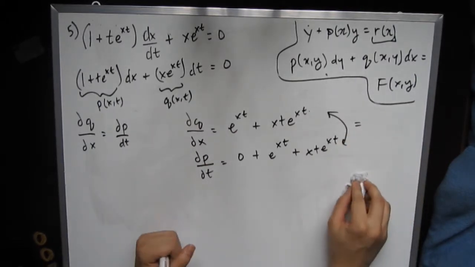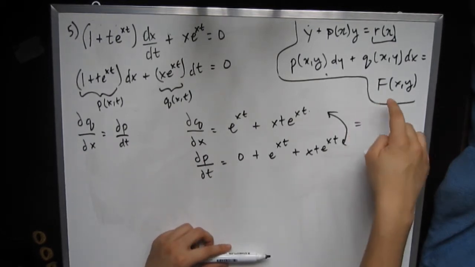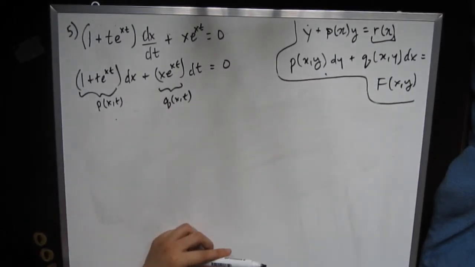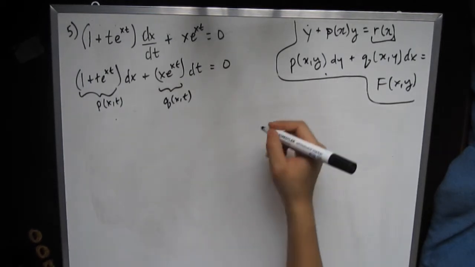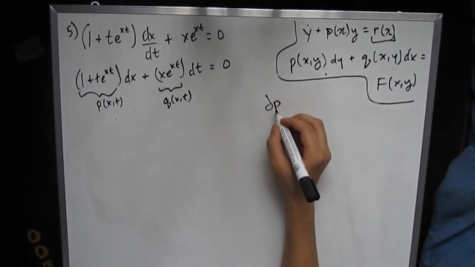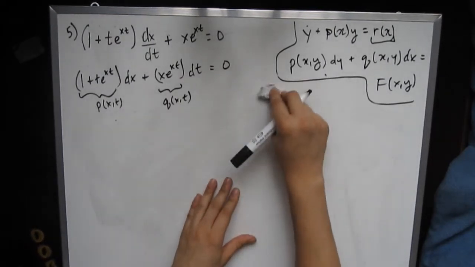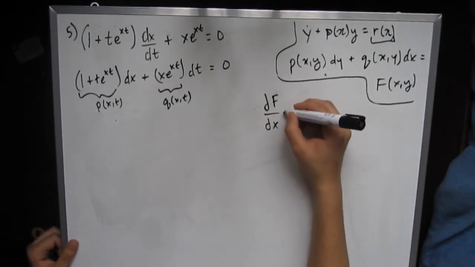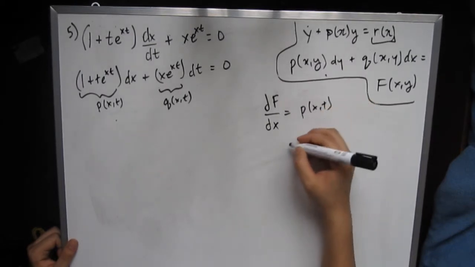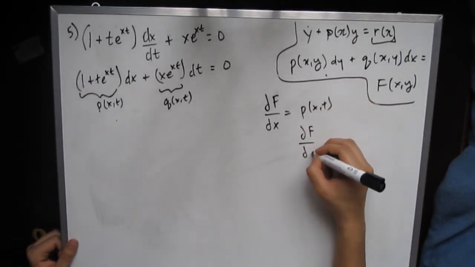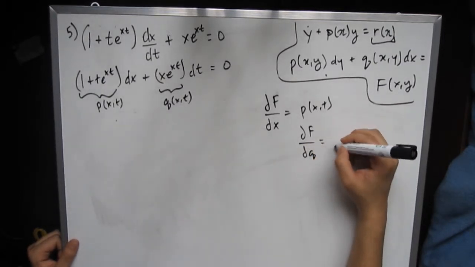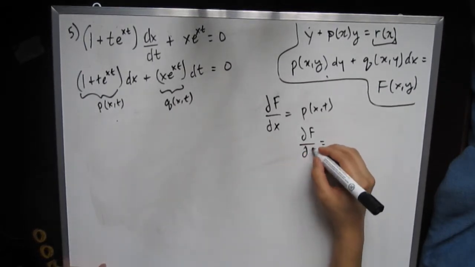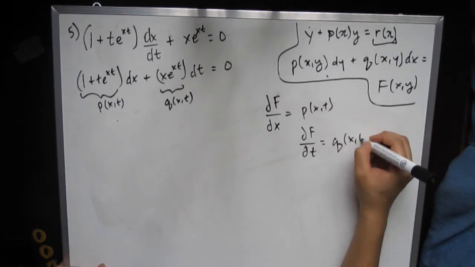So you can actually continue with this equation. By finding out that they're equal, you can make the safe assumption that f of x,t does exist. Now, the next step involves properties that have been defined before, so these are given properties. The partial derivative of f with respect to x is equal to p of x,t, and the partial derivative of f with respect to t is equal to q of x,t.